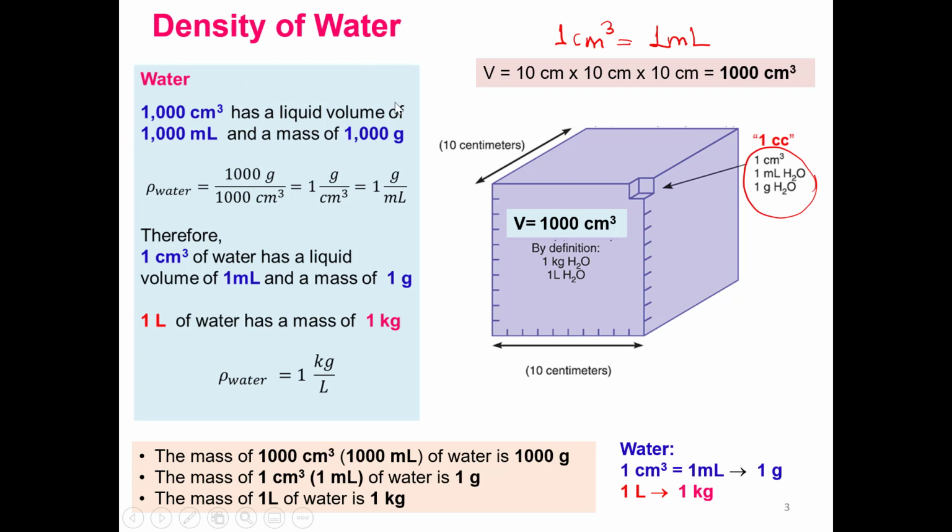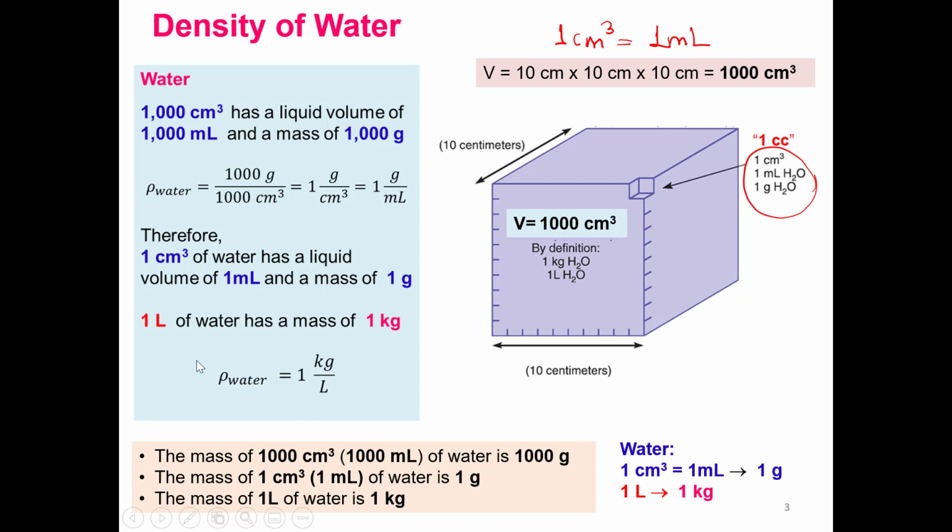Then, using this information, let's calculate the density of the water. The density of the water will be 1,000 grams, because density is mass over volume, divided by the volume, which is 1,000 cubic centimeters. And 1,000 divided by 1,000 is 1. Then the density of water is 1 gram per cubic centimeter. We know these two units are the same, so we can also express the density of the water as 1 gram per milliliter. This is why it's easier to compare any density with the density of water, because the density of water is 1. This is the reference density.